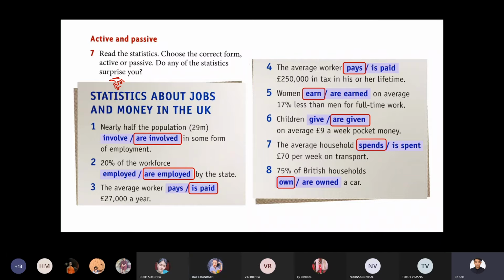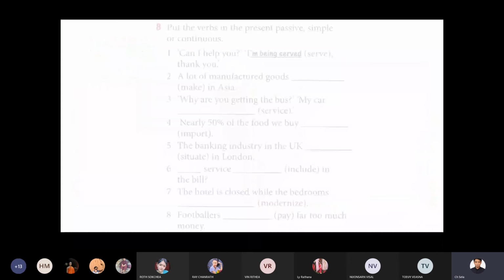All right, thank you very much. Any difficult word you would like to ask me before we move to the next slide? No? Okay, so if no, thank you very much. Let's go to the next one.